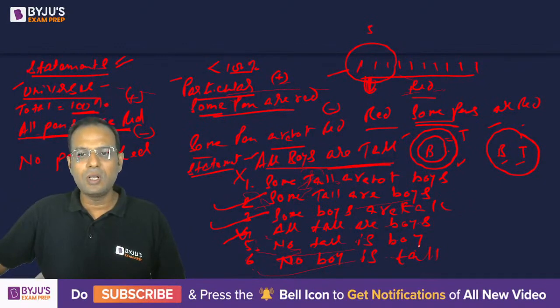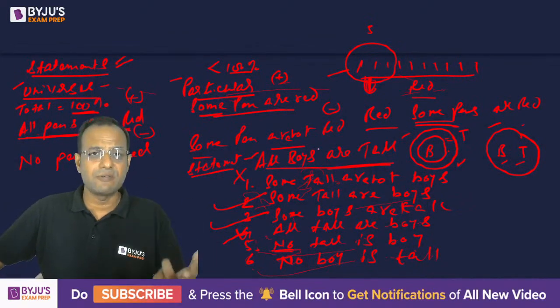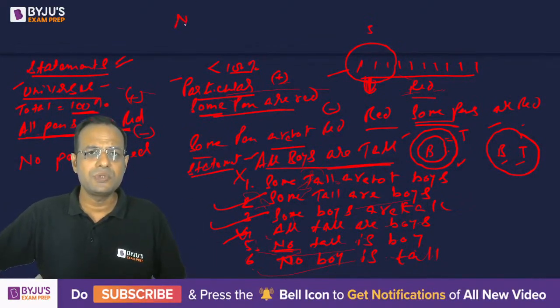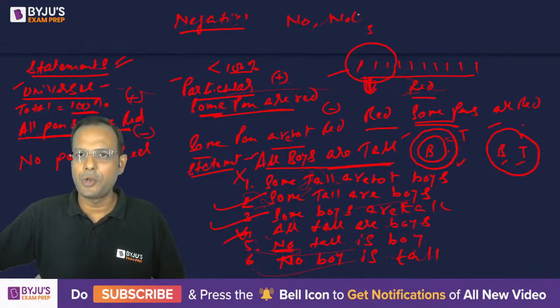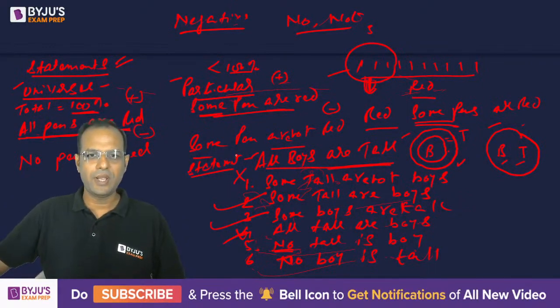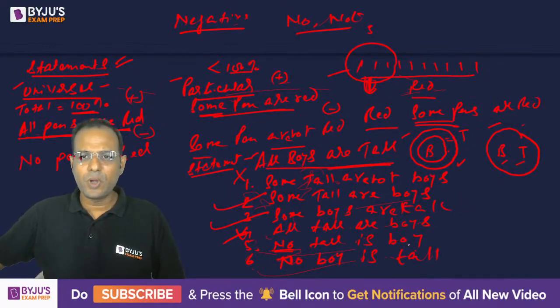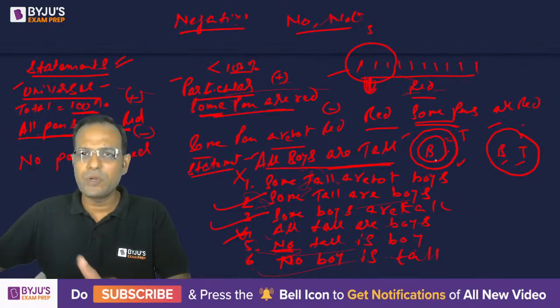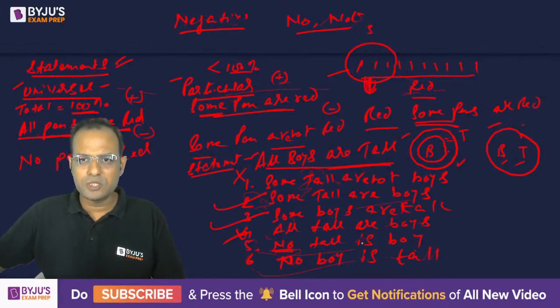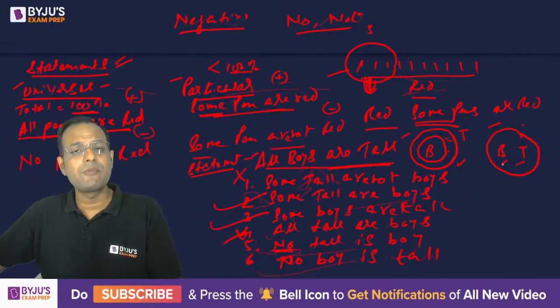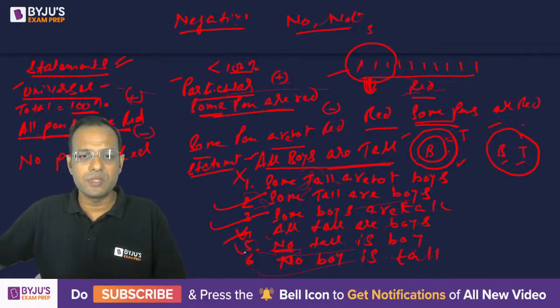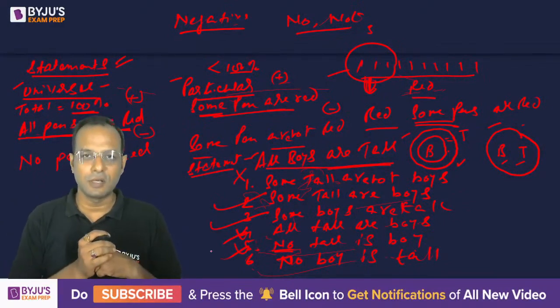Look at the fifth one. No tall is boy. Now the negative word, no. When I say negative, in syllogisms, negative actually means no or not. Alright? No tall is boy. Does this diagram prove it? No. So even this is an invalid conclusion.